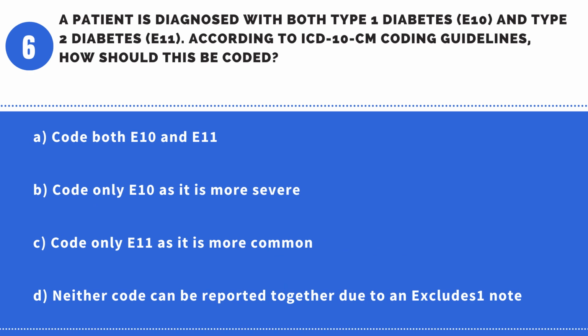Question 6. A patient is diagnosed with both type 1 diabetes, E10, and type 2 diabetes, E11. According to ICD-10-CM coding guidelines, how should this be coded? A. Code both E10 and E11. B. Code only E10 as it is more severe. C. Code only E11 as it is more common. D. Neither code can be reported together due to an Excludes1 note.